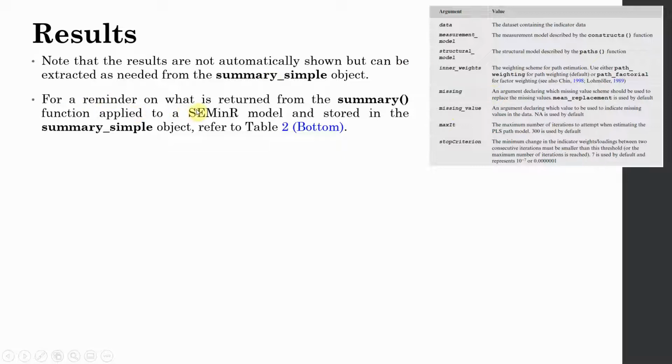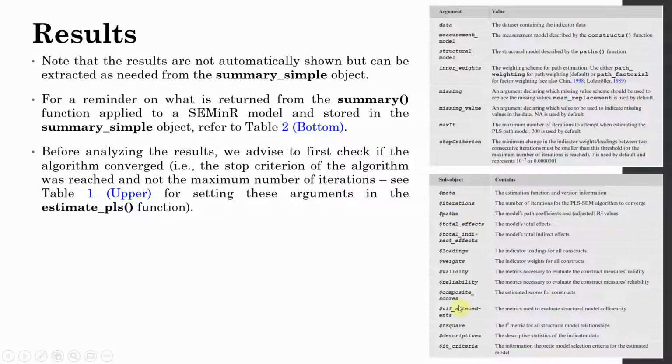For a reminder on what is returned from the summary function applied to a SEMinR model and stored in the summary_simple object, refer to table 2 here. Now this is what is stored in summary_simple object. How do you access it? Just write summary_simple, add the $, and then add whatever sub-object you want.